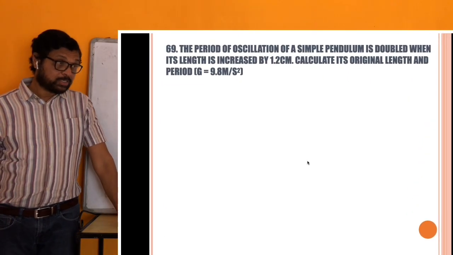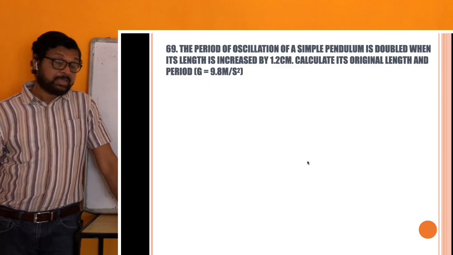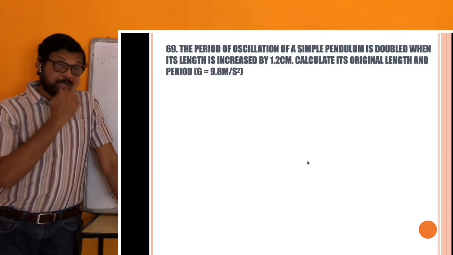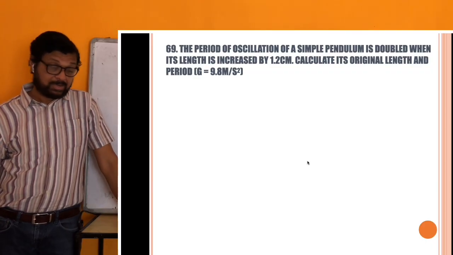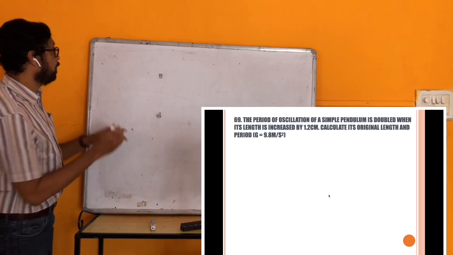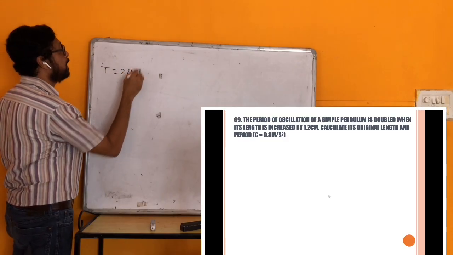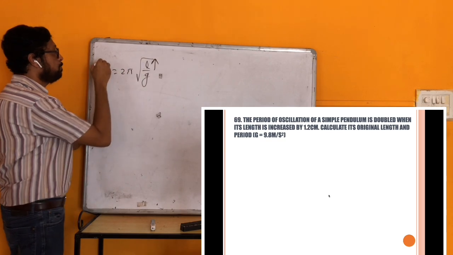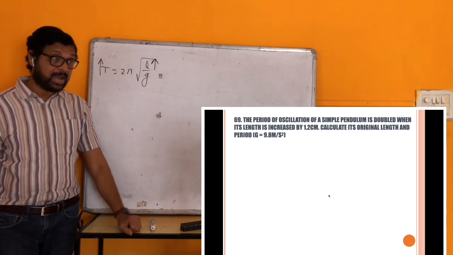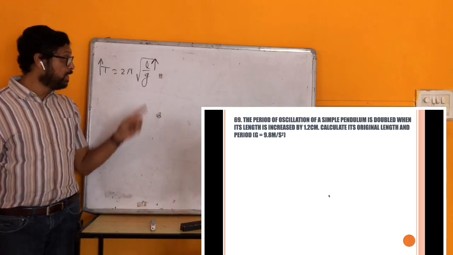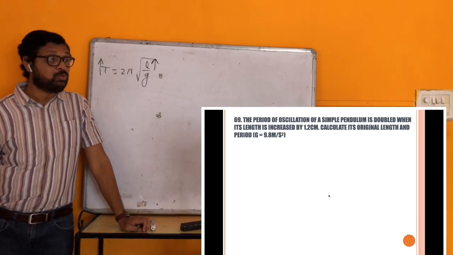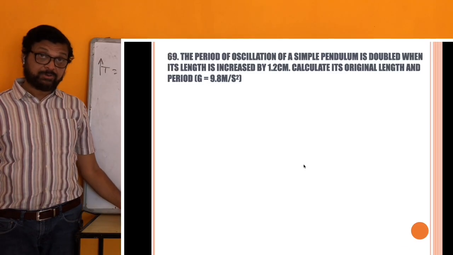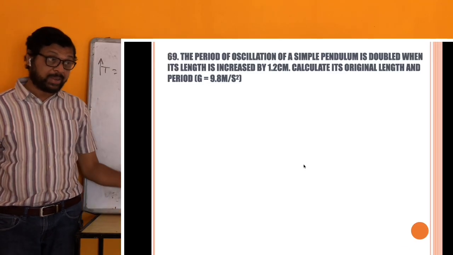The period of oscillation of a simple pendulum is doubled when its length is increased by 1.2 centimeter. Obviously, T is equal to what? 2 pi under root L by G. If the length increases, what will happen to the periodic time? It will increase. So it says that the period is doubled when length is increased by 1.2 centimeter. Calculate its original length and period. We have to find the original length and original period of the pendulum.